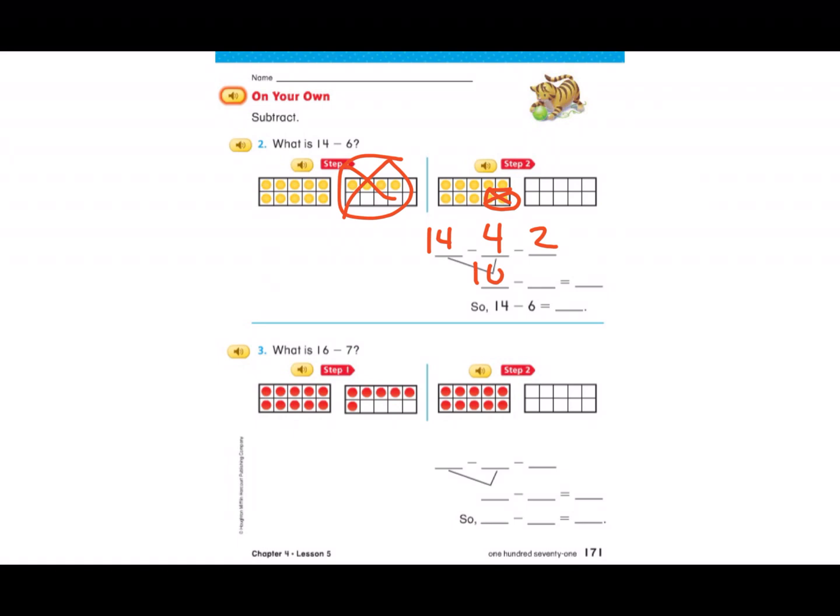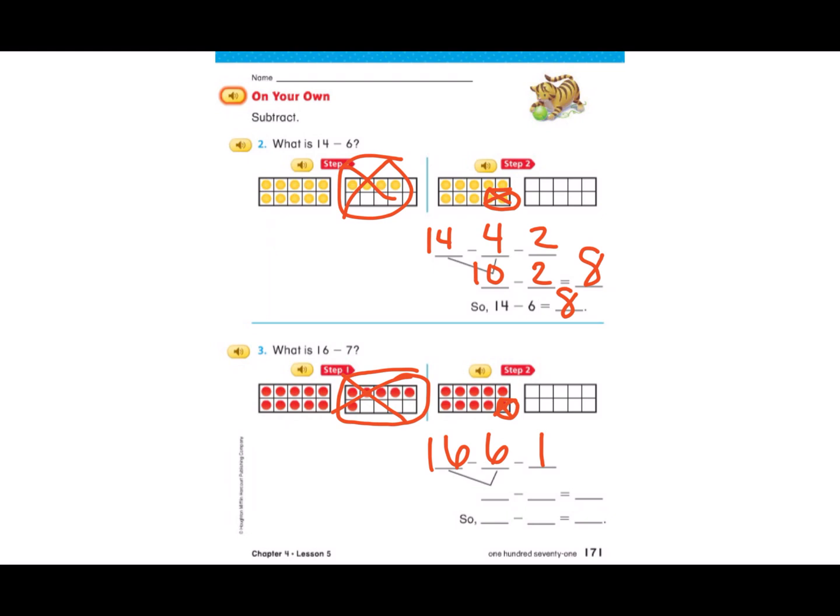14 minus 4 equals 10. And we drop down the 2. 10 minus 2 is equal to 8. So 14 minus 6 is equal to 8. Look at number 3. What is 16 minus 7? We need to write 16 on the line and cross out this tens frame, which holds 6. So 16 minus 6. How many more do I need to take away to get to 7? 1, right. 16 minus 6 minus 1.